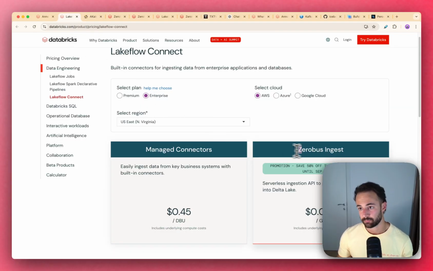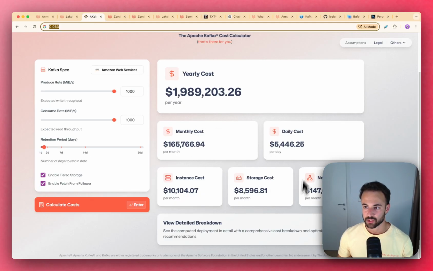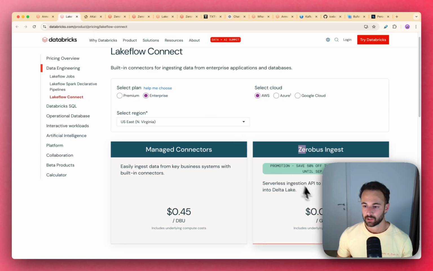But again, this is fully managed, whereas this is something you have to manage yourself. You have to deploy the cluster yourself. So there's a lot of extra cost here from a management perspective. So actually, this is fairly nicely priced, I believe, fairly well priced.